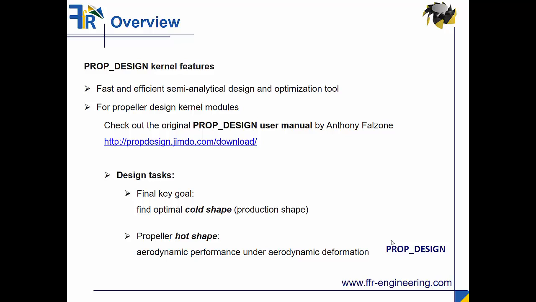And here comes the prop design. The prop design really gives you the hot shape of the propeller. If you are aiming for the cold shape, you also have to use other tools, for example, finite element analysis in combination with the hot shape obtained from prop design to have a cold shape for production, for example. There's a quite nice screencast by Anthony Falzone on that. I will refer you, again, to the material on his webpage.